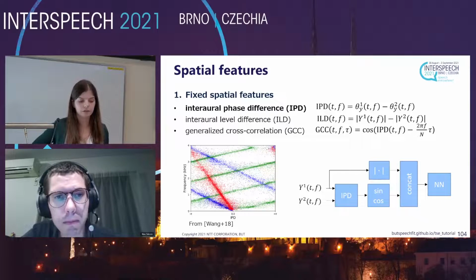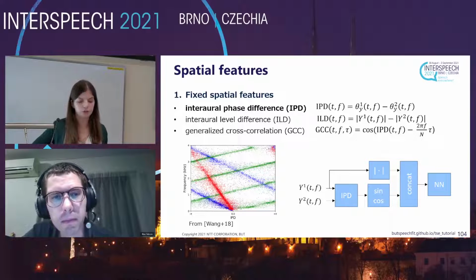So here the generalized cross-correlation basically measures a difference between, sorry, I maybe need to think a bit about that.